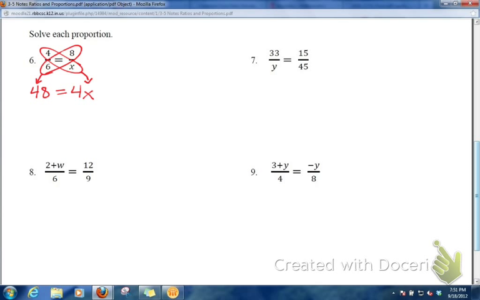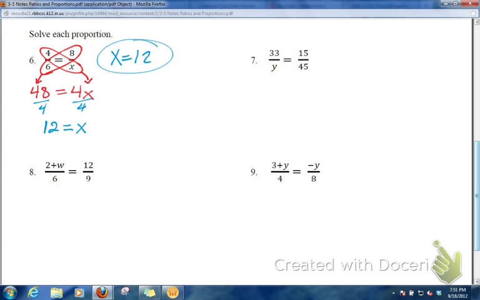In this case, we have an equation set up now. 48 equals 4x, and we're going to solve this equation like we would any other equation in algebra. We're going to get x all by itself by dividing both sides by 4. So for this problem, as we've already seen, x is equal to 12, meaning that plugging 12 in for x creates a proportion here. It creates a ratio equal to another ratio, or a fraction equal to another fraction. So 4/6 is equal to 8/12.